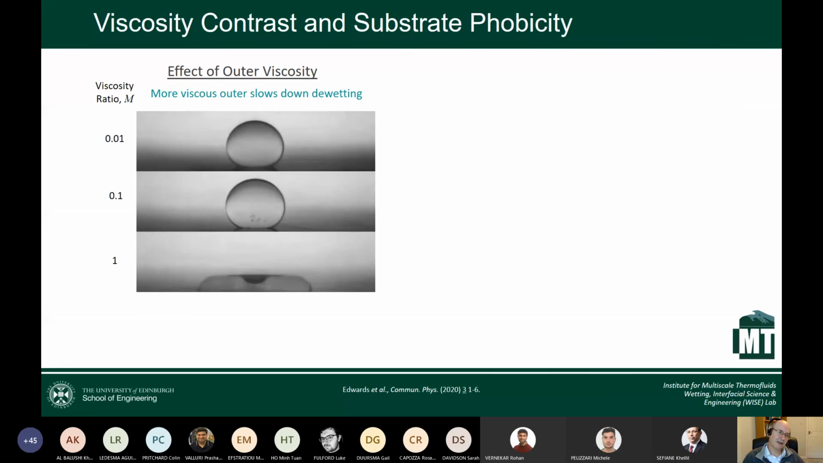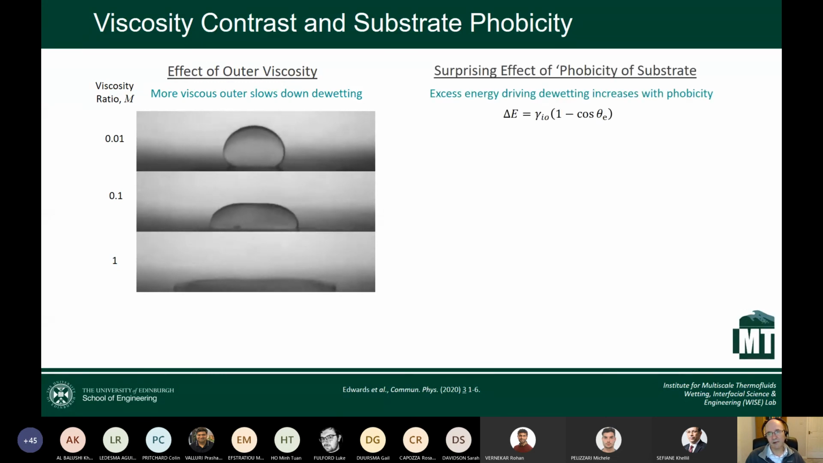So what we've got here is 3 videos showing, at the top, an external liquid that's low viscosity, in the middle an external liquid of a medium viscosity, and at the bottom a liquid with a higher viscosity. And what you see is that as the film of oil starts to retract, the higher viscosity on the outside slows down the retraction, and there's no great surprise to that.